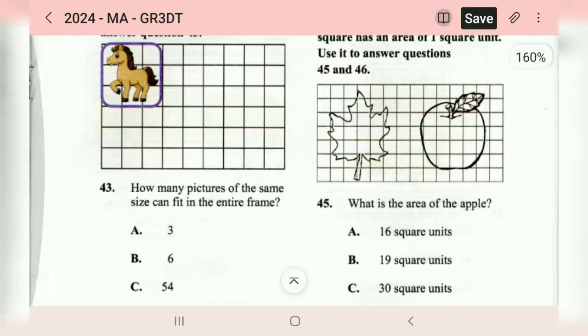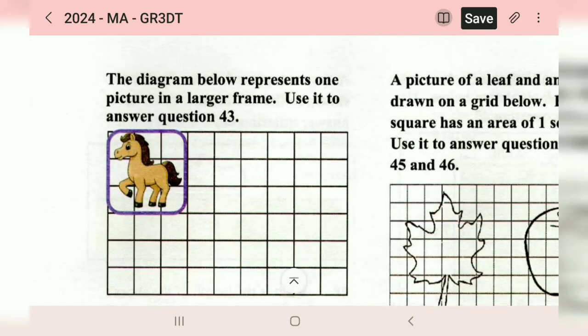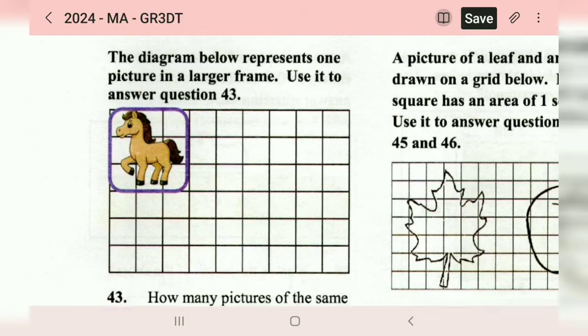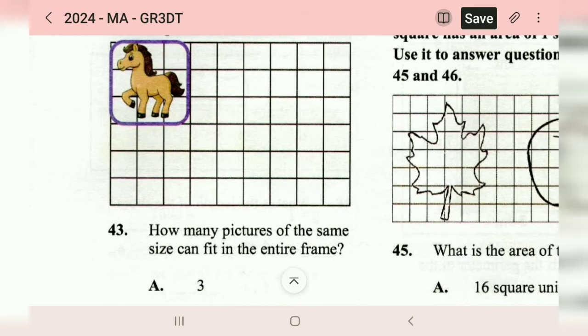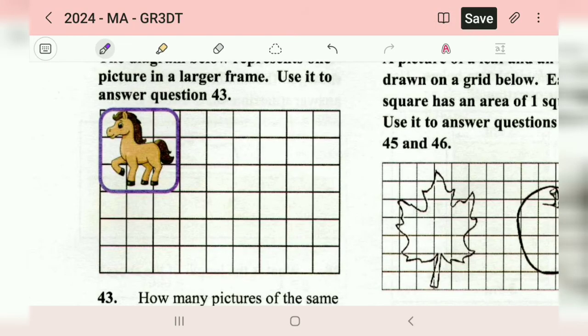Guys, this is a repeat, just a different animal they've put in there. This is the third paper with this question, but they've put 3 different animals. Let's see what it says. A diagram represents one picture in a large frame. Use it to answer question 43. How many pictures of the same size can fit in the entire frame? We know what this is.